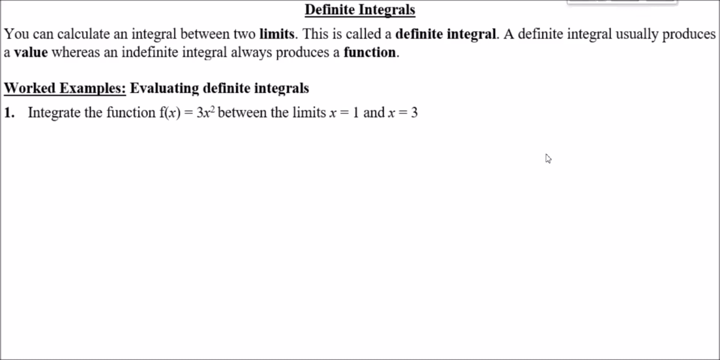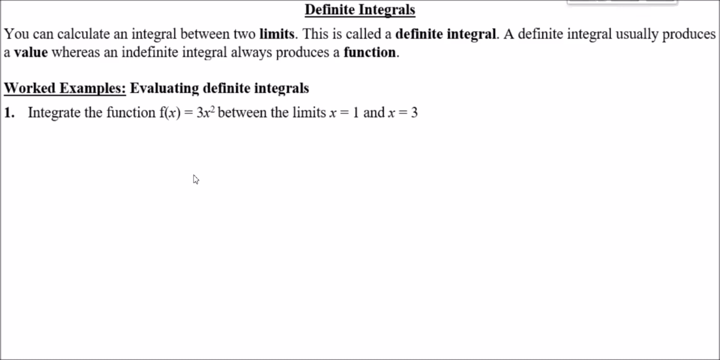Definite integrals are between two set particular values. So the main distinction here is that a definite integral will usually produce a value, whereas an indefinite integral will always produce a function, and that function is a function which would have been the original function before the differentiation. And so just to show you what the definite integral idea means is just to do some examples with this.